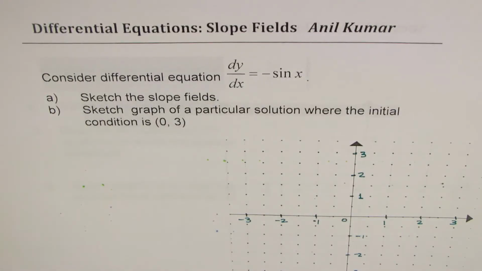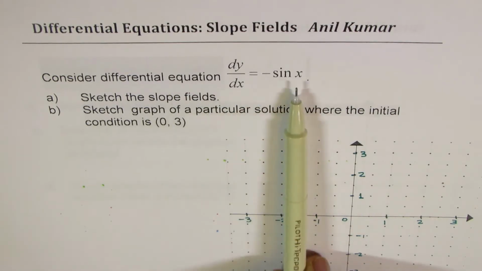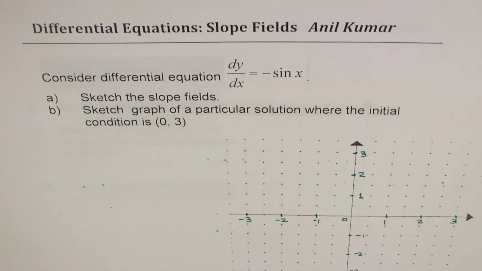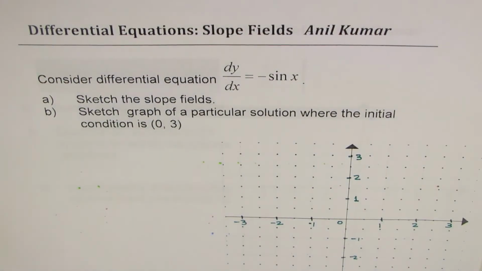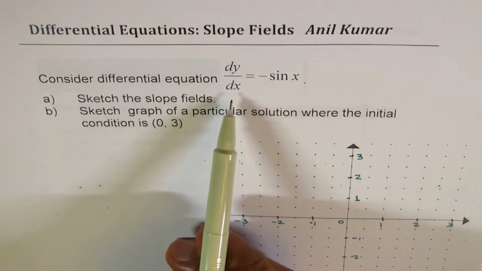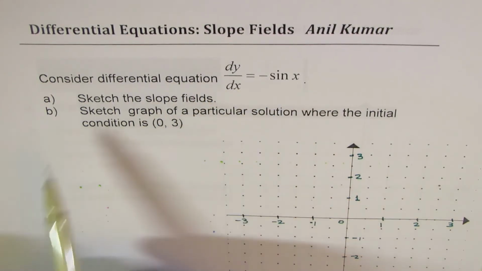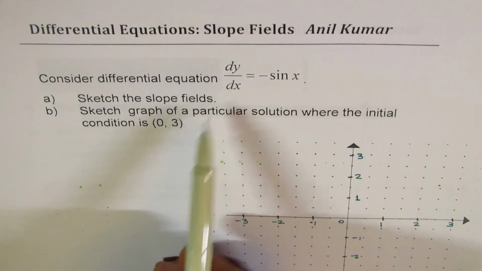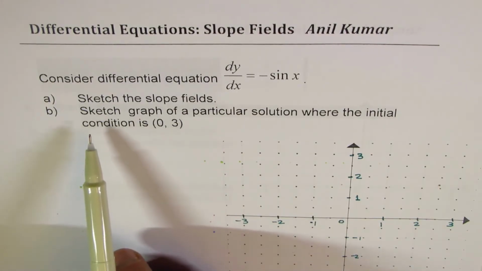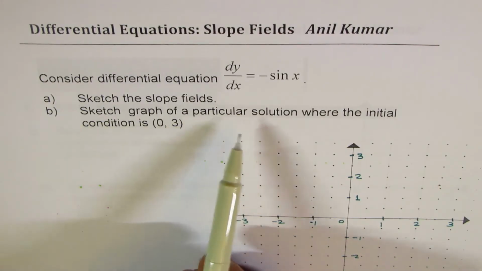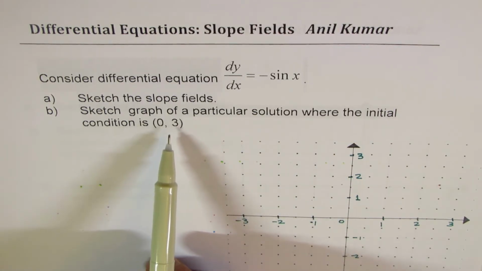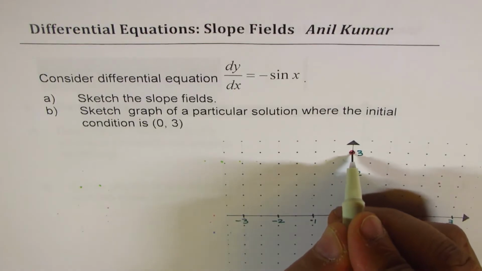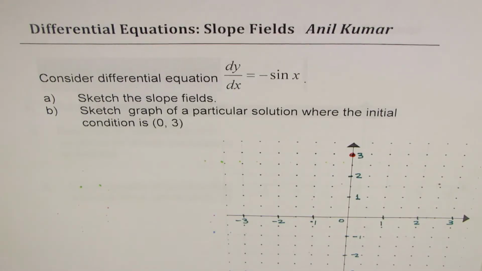This time we have a function where the slope changes with x. It is independent of y, correct? So let's discuss this now. Now we will consider the equation dy/dx equals minus sin x. We need to sketch the slope fields as we did earlier, and we need to sketch a graph of a particular solution where the initial condition is 0, 3. That means it will go through this point 0, 3, right? That's what it has to be.